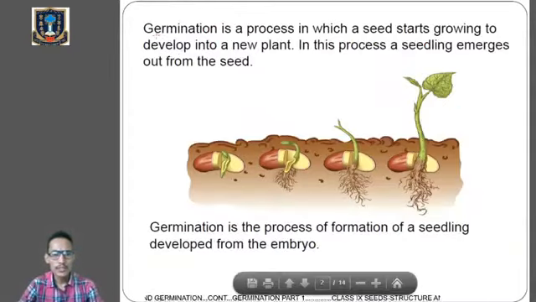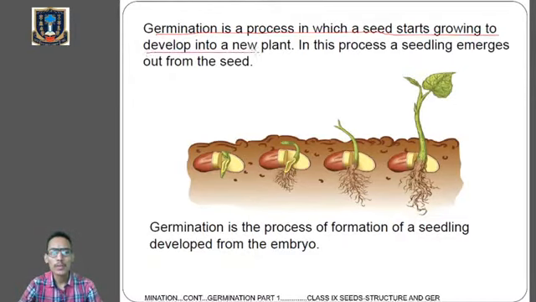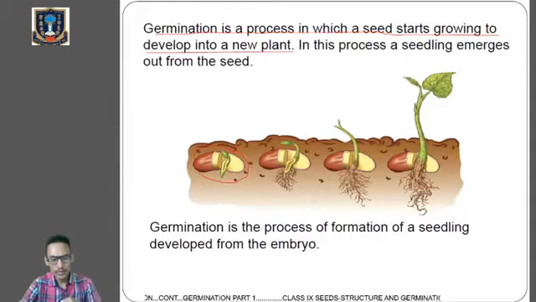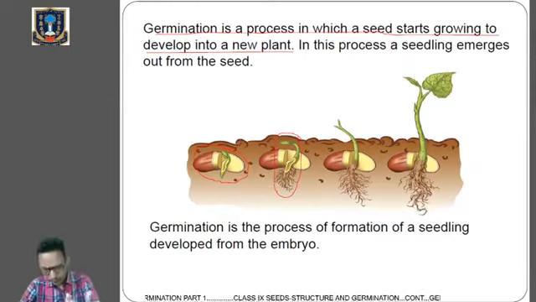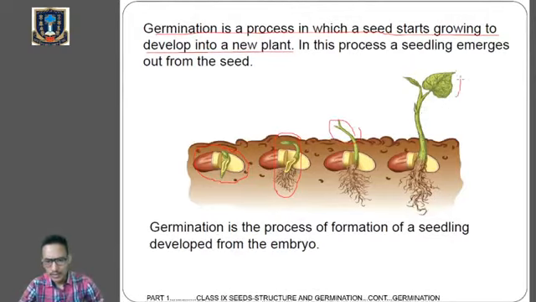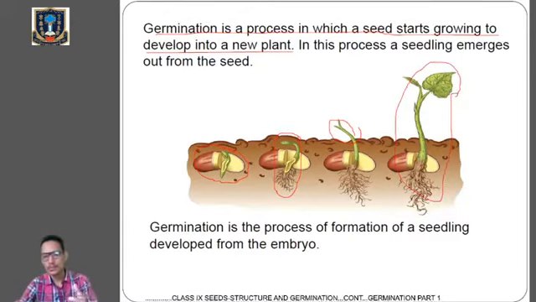Germination is a process in which a seed starts growing to develop into a new plant. You can see over here, this is the particular seed. When the seeds are placed in favorable or suitable conditions, it starts germinating. You can see the appearance of the root and the shoot portion, the radicle and the plumule part. Slowly it germinates into a new plant. So the process where a seed starts growing into a new plant is called germination.